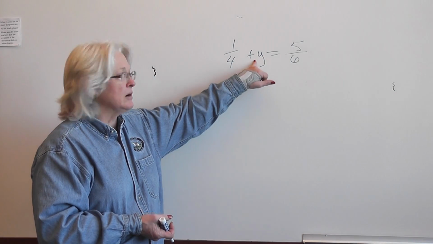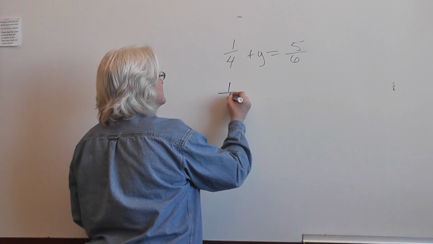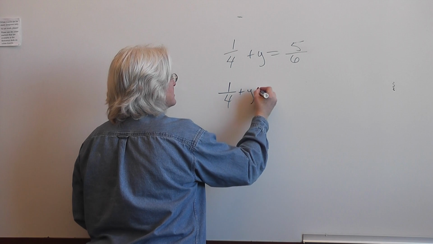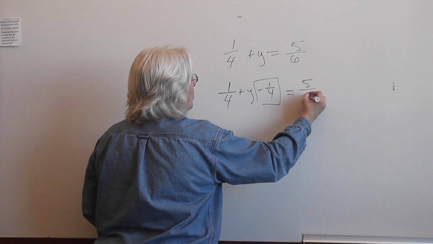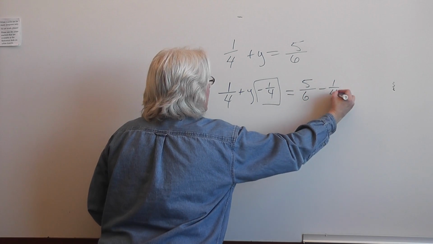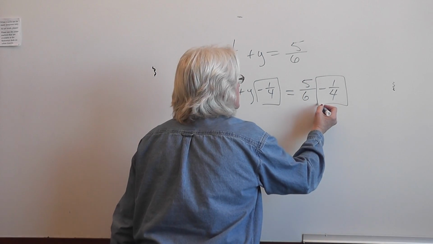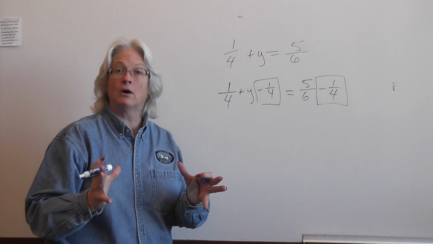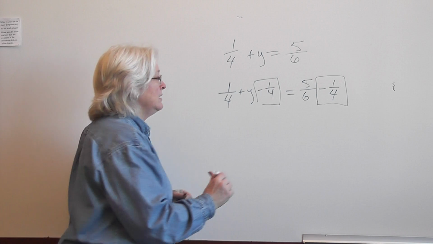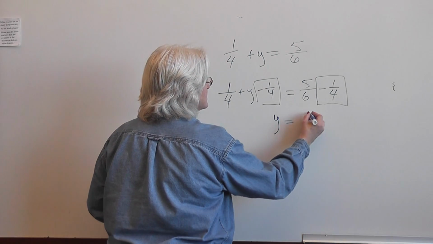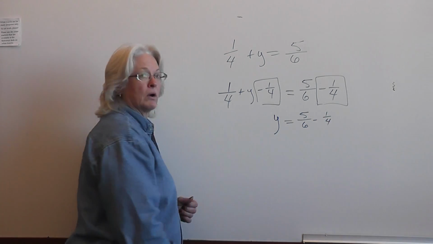We have a y here. We've had a 1/4 added to that y, so we have 1/4 plus y minus 1/4. I'm going to subtract 1/4 from both sides of that equation. Make sure that you perform the same operation on both sides of the equation. 1/4 minus 1/4 goes away. You have y is equal to 5/6 minus 1/4.